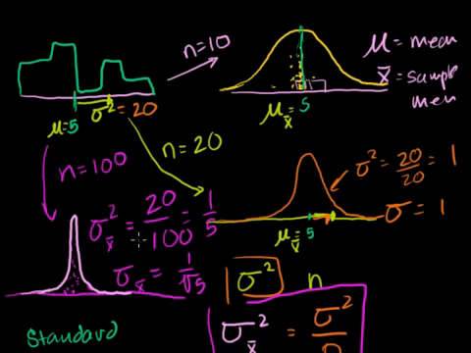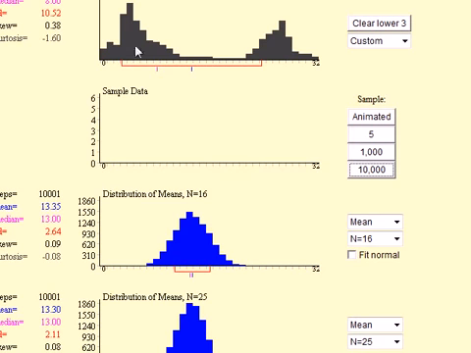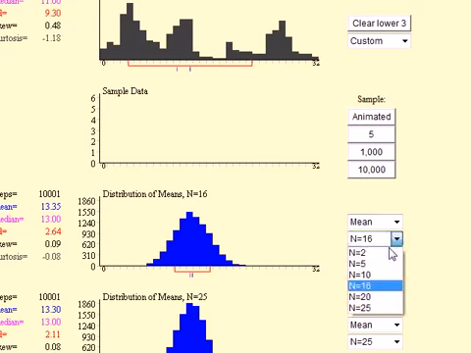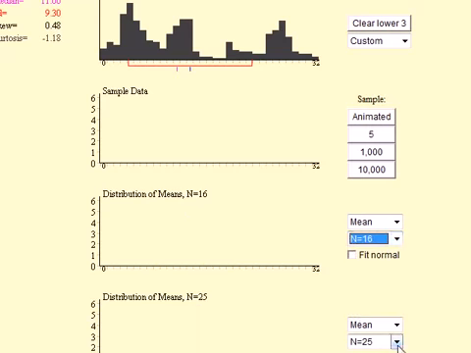Now I know what you're saying. Well, Sal, you just gave a formula. I don't necessarily believe you. Well, let's see if we can prove it to ourselves using the simulation. So, just for fun, let me mess with this distribution a little bit. So that's my new distribution. And let me take two things it's easy to take the square root of, because we're looking at standard deviation. So let's take an n of 16 and an n of 25. And let's do 10,000 trials.